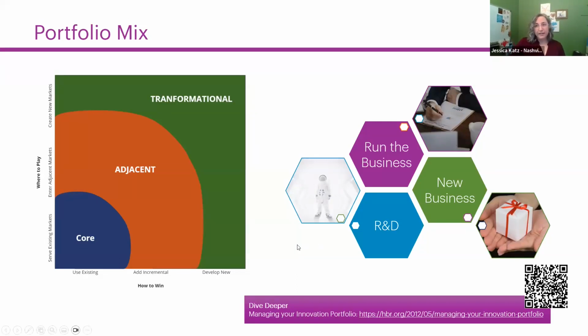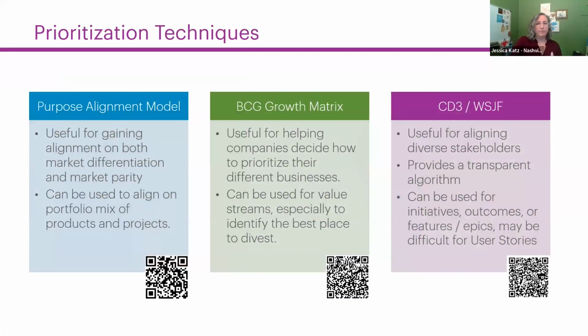As you can imagine, prioritizing at the portfolio level is a bit harder. It's not as cut and dry as a user story. It's certainly not as cut and dry as an epic or feature. We're really talking about big piles of money up here at the top. So these are 3 different models that you can research. The purpose alignment model takes low versus high market differentiation. So it does a 4-grid, low versus high market differentiation against low versus high mission critical.